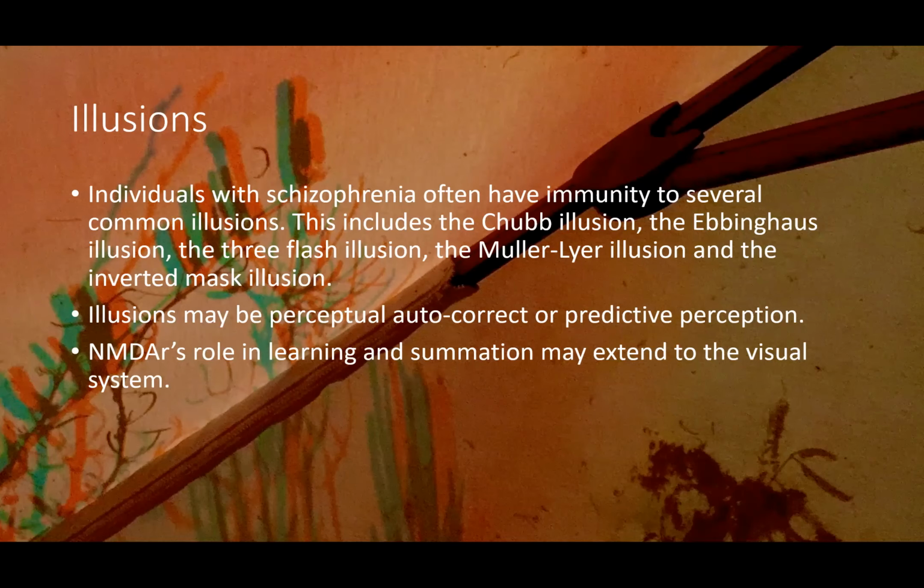And the Muller-Lyer illusion, and also the inverted mask illusion. And I have a couple demonstrations to show you some of these. Illusions here, I argue that they are a kind of perceptual autocorrect or predictive perception. So basically, well, I'll show you examples and you'll start to get what I mean. I'll explain while I show you the examples. So, NMDA receptor's role in learning and summation may extend to the visual system.